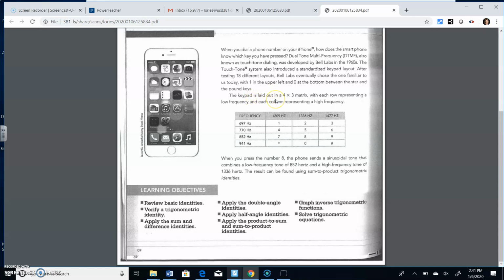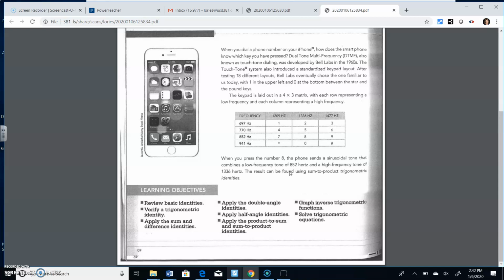The keypad is laid out in a 4x3 matrix, with each row representing a low frequency and each column representing a high frequency. When you press the number 8, for example, the phone sends a sinusoidal tone that combines a low frequency tone of 852 Hz and a high frequency tone of 1336 Hz. The result can be found using sum to product trig identities. So you are able to use your smartphone because of trigonometry.